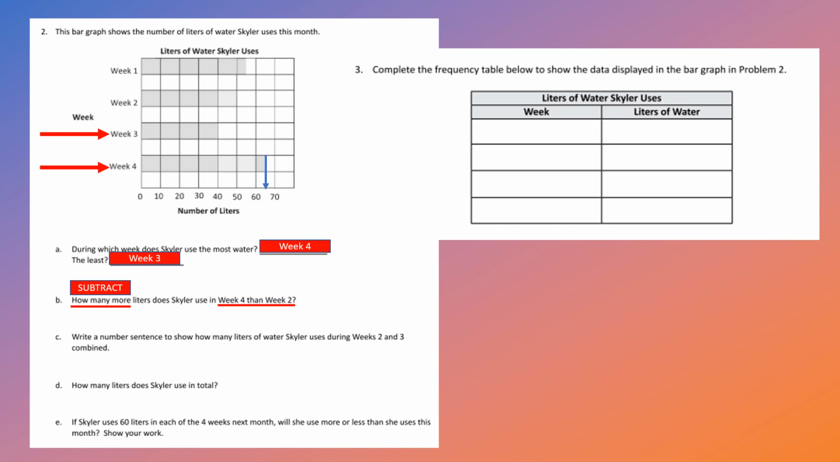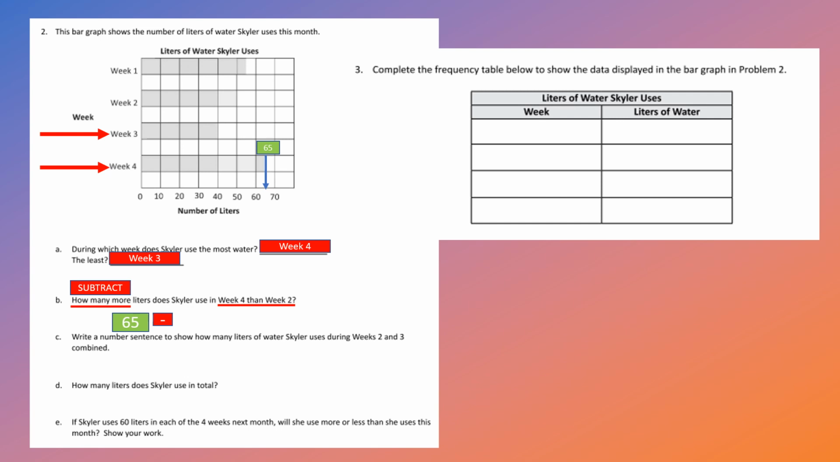What number would be between 60 and 70? Halfway between 60 and 70. Right, 65. So I'm going to write 65 here, and then I'm going to write 65 below letter B. So it's going to be 65 minus, now I have week 4, now I have to find week 2.